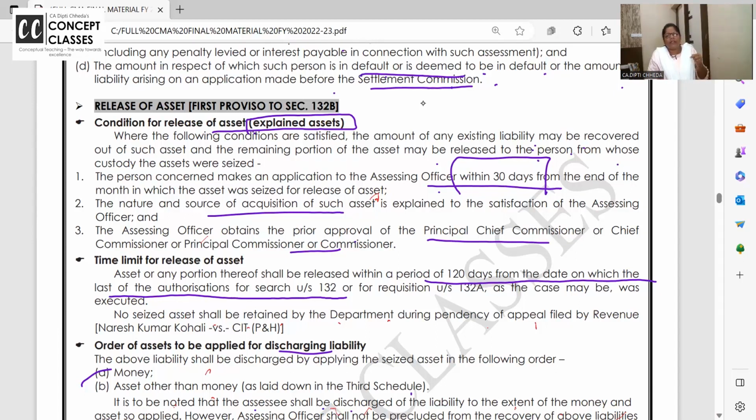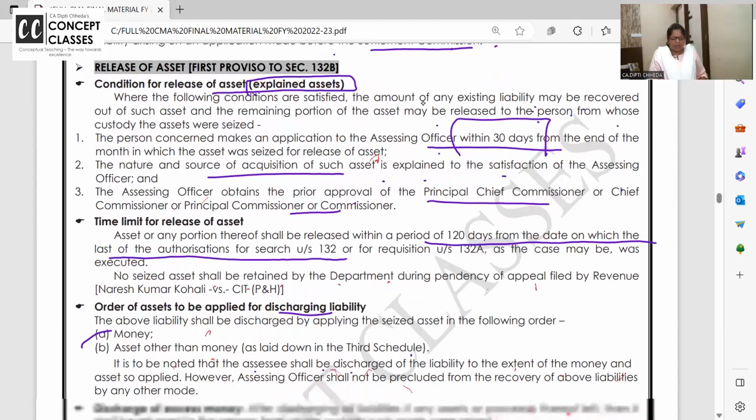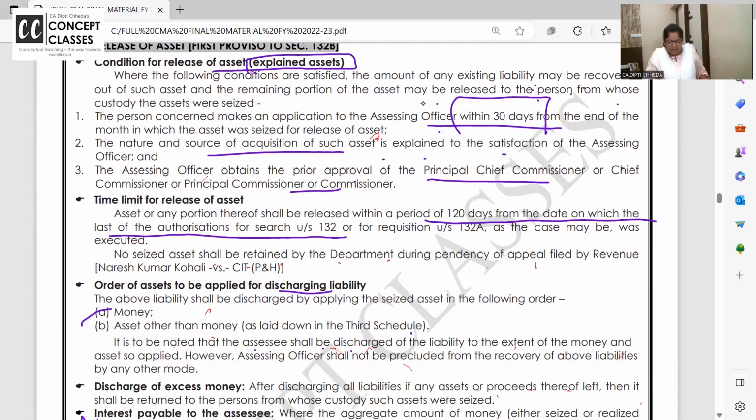30 days from the end of the month in which the asset was seized. Asset is seized on 25th June. Then by 30th August, I can make an application, and the nature and source of the asset is also explained. Assessing officer obtains prior approval of the principal chief commissioner or commissioner, कि चलो release कर दो.